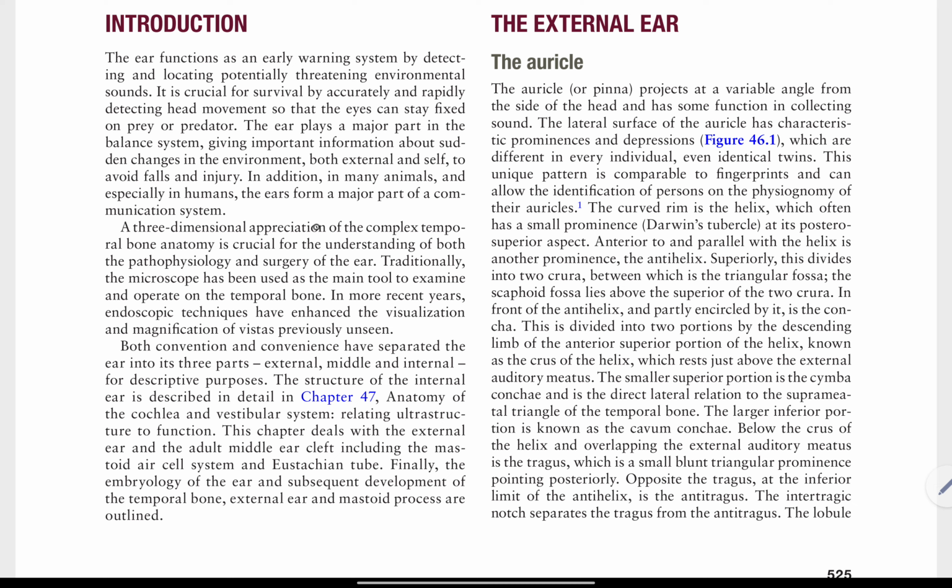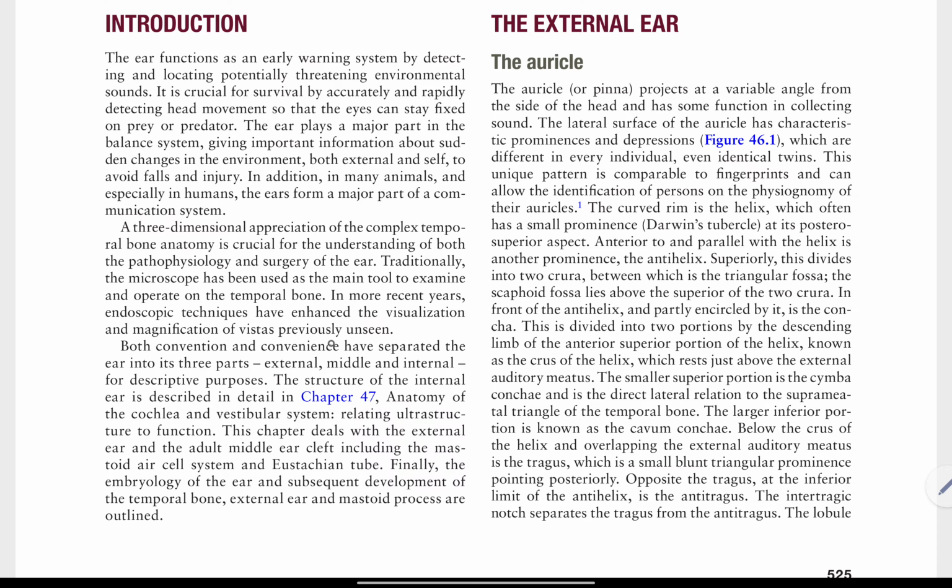A three-dimensional appreciation of the complex temporal bone anatomy is crucial for the understanding of both pathophysiology and surgery of the ear. Traditionally, the microscope has been used as the main tool to examine and operate on the temporal bone. In more recent years, endoscopic techniques have enhanced the visualization and magnification of vistas previously unseen.